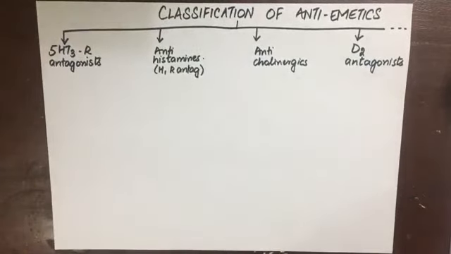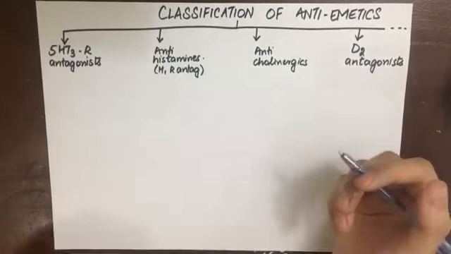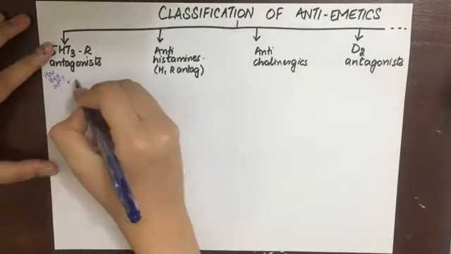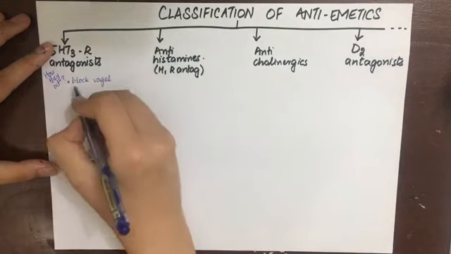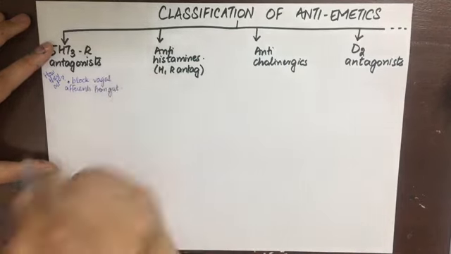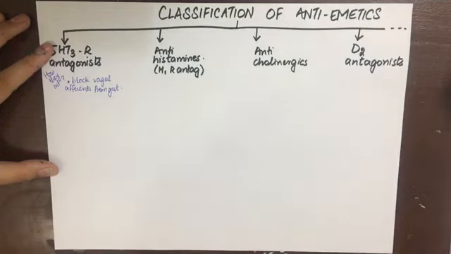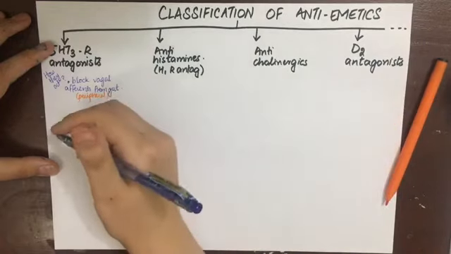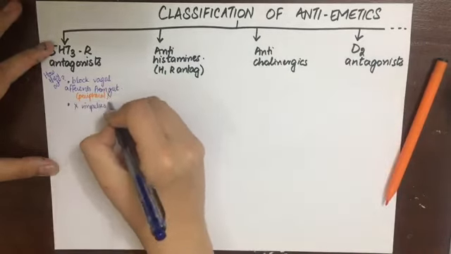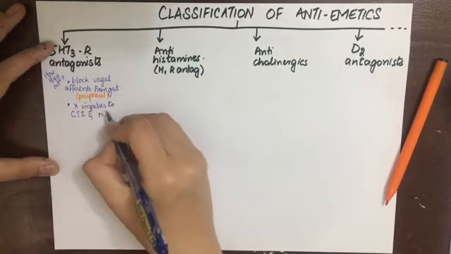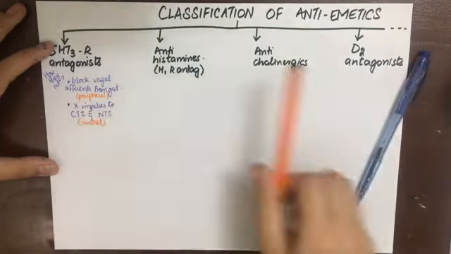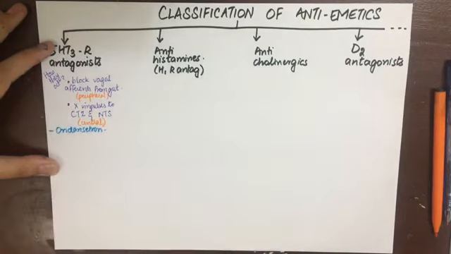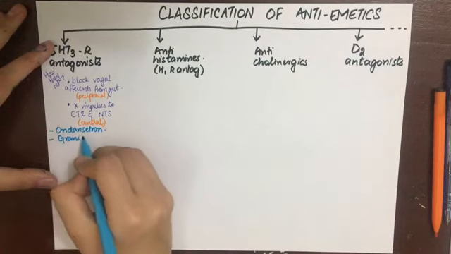Firstly, 5-HT3 receptor antagonists. How they act is that they block the vagal efferents from the gut to the NTS and then to the vomiting center. That is their peripheral action, okay? And secondly, they block the impulses to the nucleus of tractus solitarius and CTZ, that is their central action. The main drugs are ondansetron. This is the prototype. Second is granisetron.